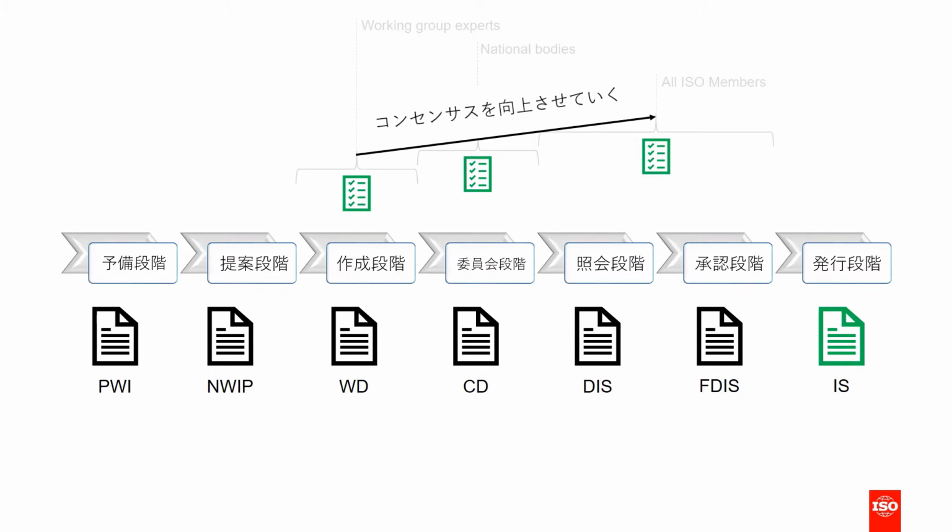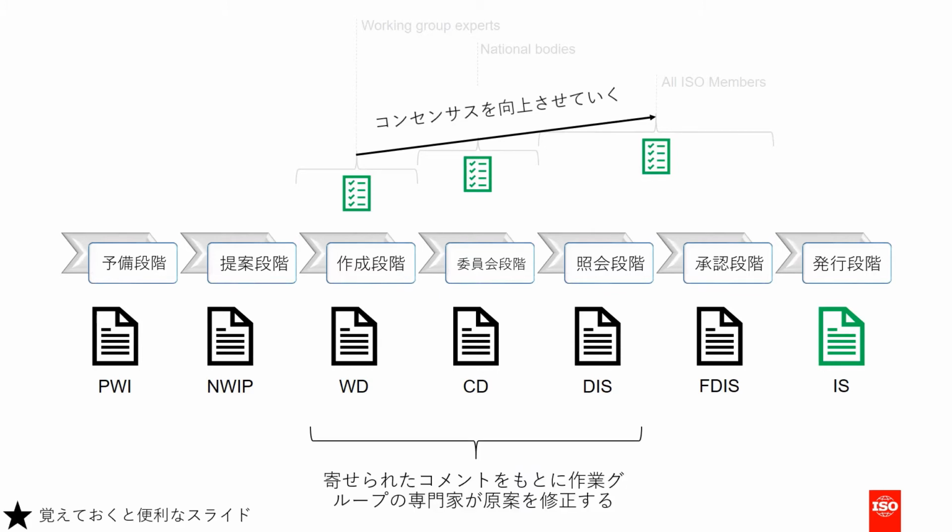If at any stage consensus is not reached, then the draft must go back for revision before it can be resubmitted. This slide shows nicely the different stages with the growing consensus at different levels of membership. At each stage, depending on the voting results and the comments received, it is the working group experts who amend the draft so that it can be resubmitted.